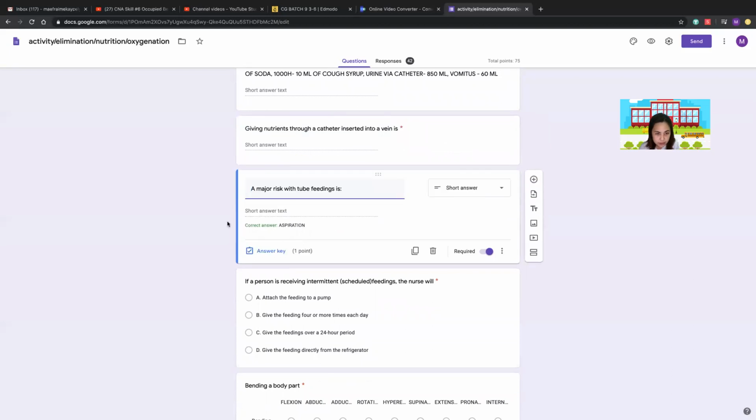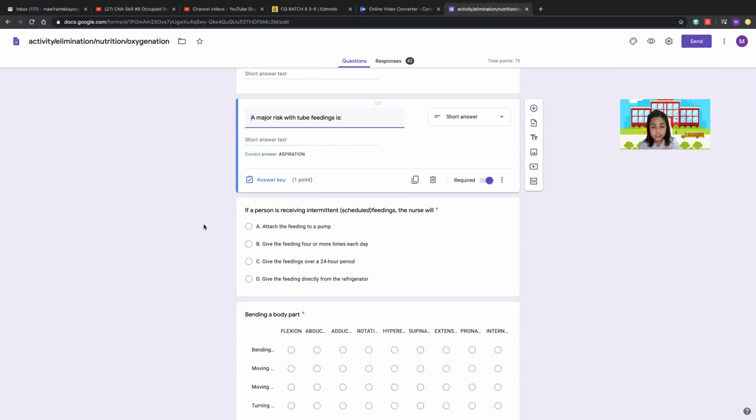So what is the major risk with tube feedings? Okay, the major risk of tube feeding is aspiration, especially if you're using an NGT tube or OGT, gastric tube. Okay, you have risk of aspiration because maybe the tube will move from the stomach to the lungs. That's why aspiration is the number 1 risk for tube feedings.